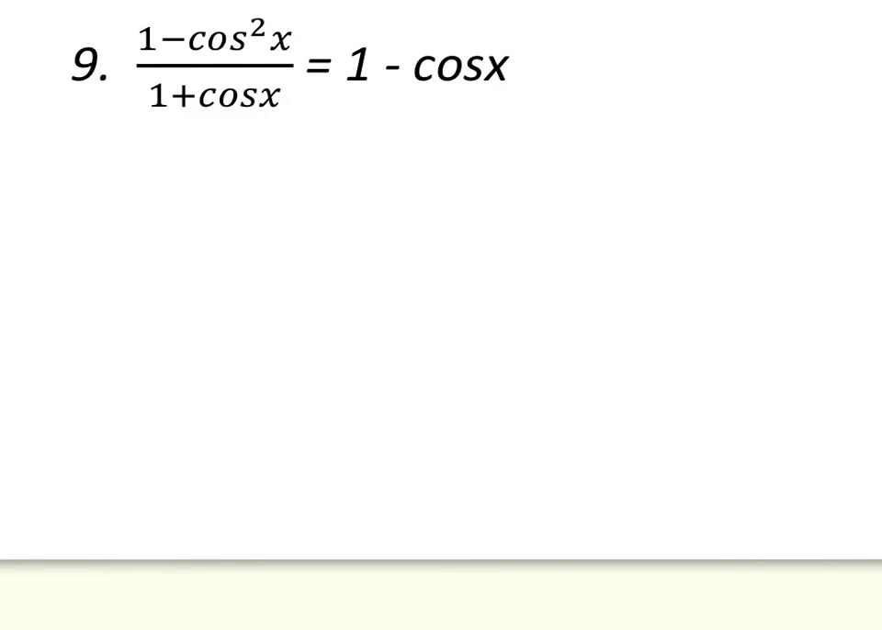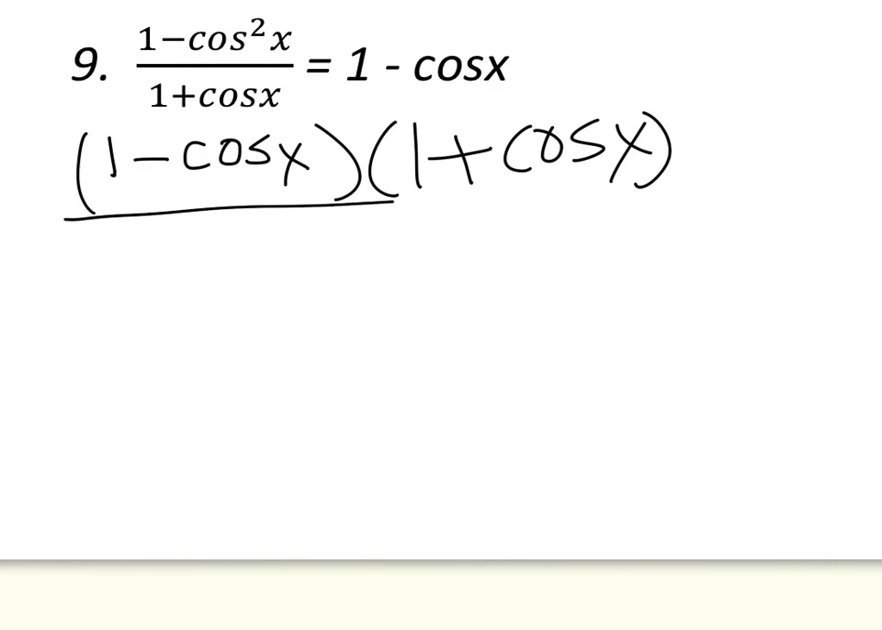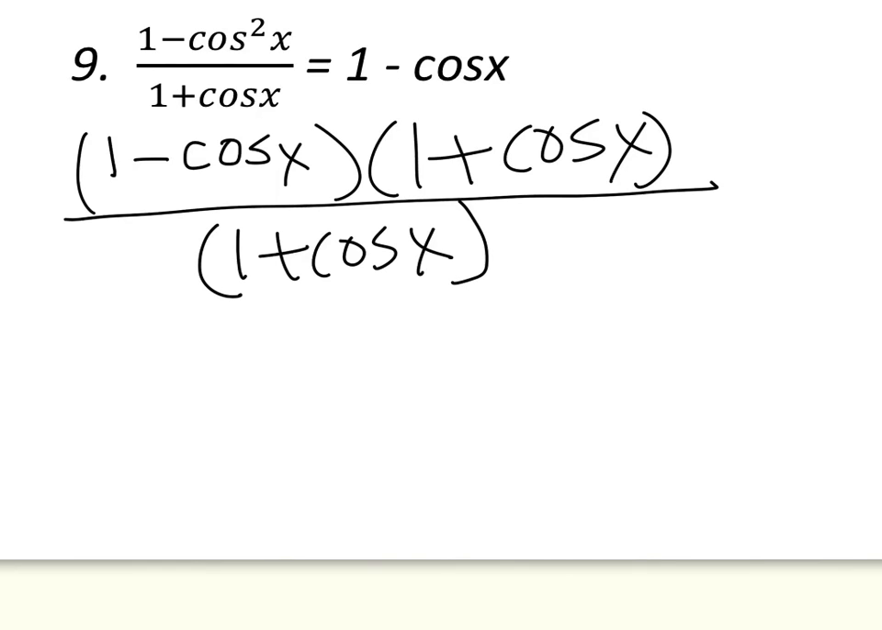Okay, for number 9, this is one of those things where it's good to look ahead. So in my mind, I'm thinking, well, that's a difference of two squares. Maybe if I factor it, I can cancel out something. So I know that it factors into 1 minus cosine and then 1 plus cosine. But in the denominator, I have a 1 plus cosine, and you can think of that as a binomial. So I'm going to put parentheses around it so I can think of it as one thing. Oh, this can cancel with that. Any number over itself is equal to 1. This was pure multiplication. So I'm left with 1 minus cosine, which is exactly what I wanted.